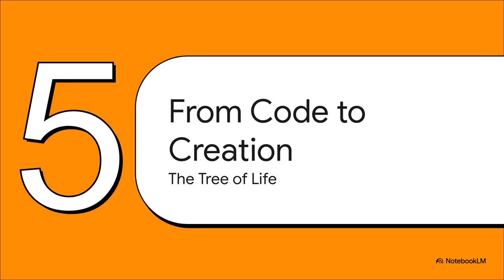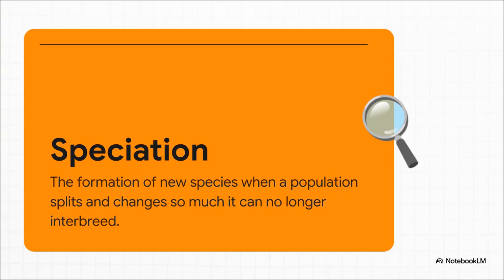Okay, so now we've seen the engine, right? It's the DNA code plus random mutations, all edited by natural selection. So now let's zoom back out. Let's see what this simple, powerful engine can actually build when you let it run for billions of years. So, over these vast timescales, this whole process leads to something called speciation. That's just a fancy word for the birth of entirely new species.